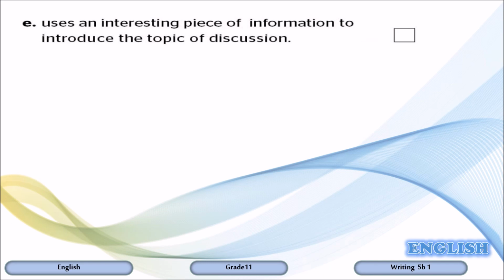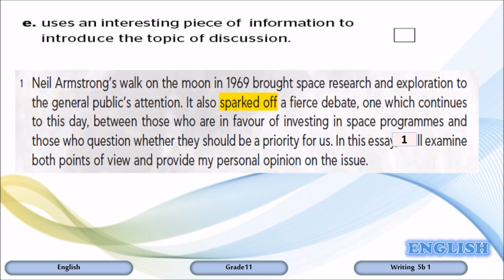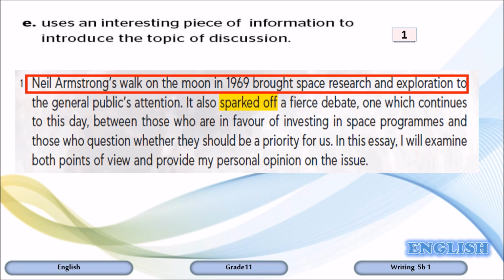Statement A. In which paragraph does the writer use an interesting piece of information to introduce the topic of discussion? In which paragraph? Excellent, paragraph 1. So what information does the writer use to introduce the topic? Thank you. Information about Neil Armstrong. So let's read. Neil Armstrong's walk on the moon in 1969 brought space research and exploration to the general public's attention. Thank you.